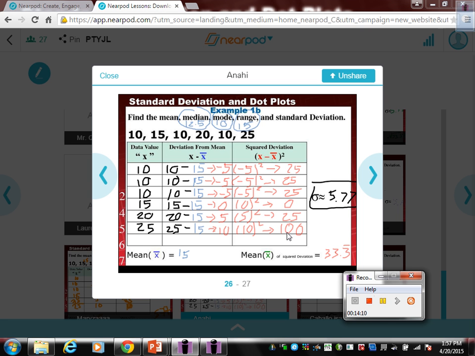Okay. The correct answers. Median is 12.5. Mode is 10. Range is 15. The mean was 15. And the standard deviation is 5.77. Hands up if you got that.